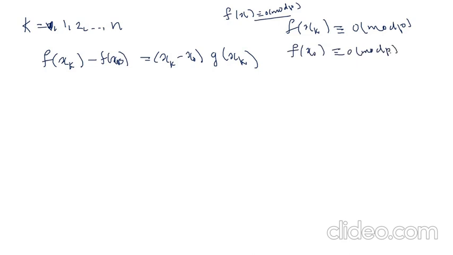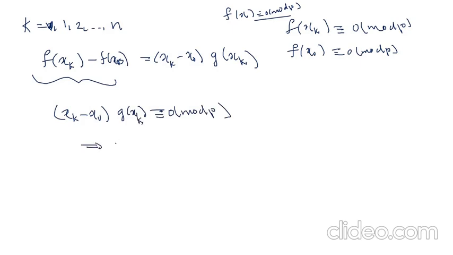Therefore, the left side is congruent to 0 mod p, so the right side will also be congruent to 0 mod p. Therefore, we get xk minus x naught into g of xk congruent to 0 mod p. Because xk minus x naught is not congruent to 0 mod p, since k varies from 1 to n, and here x naught, therefore xk minus x naught is not congruent to 0 mod p.